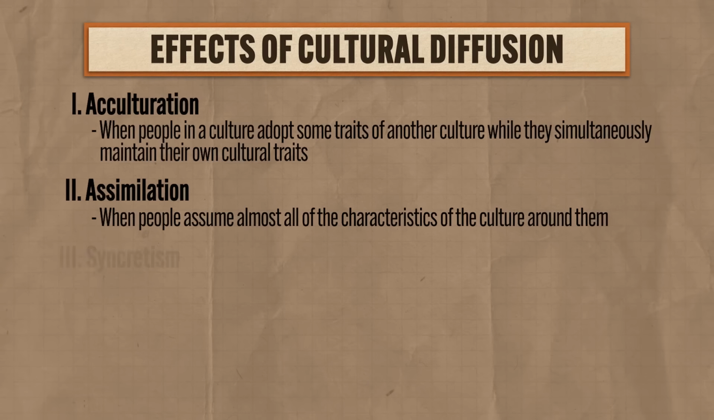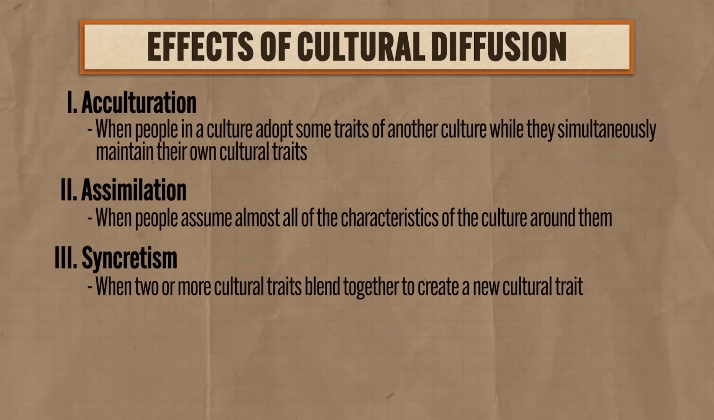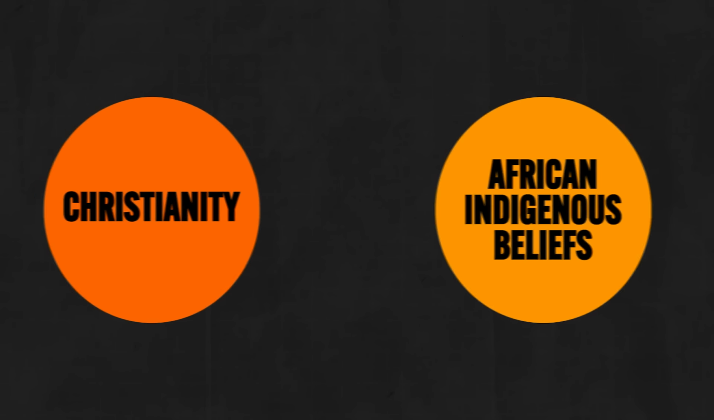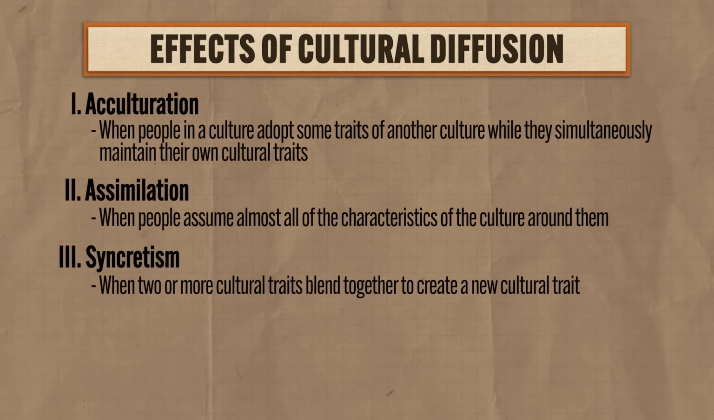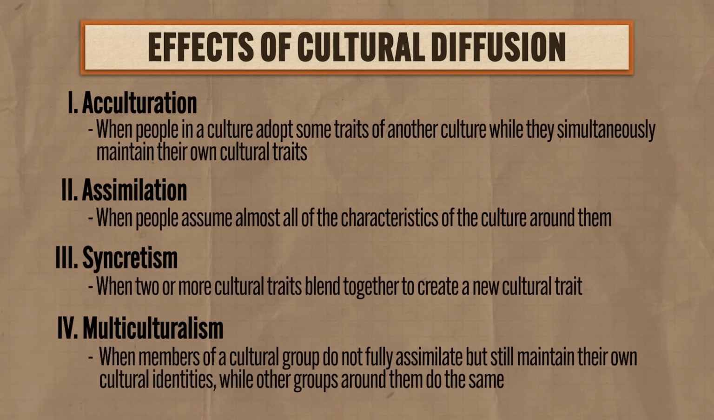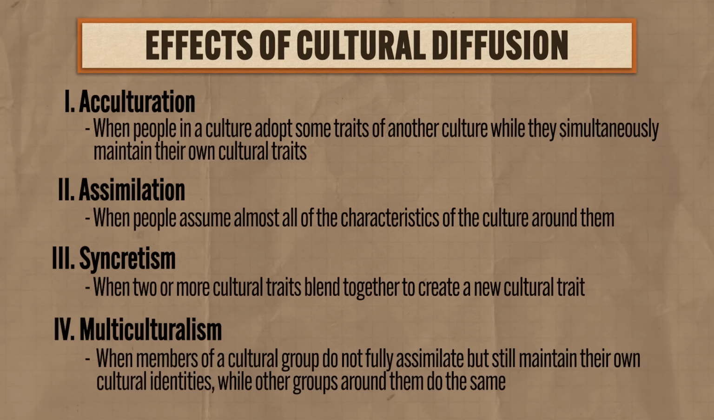Now, the third effect is called syncretism, which is when two or more cultural traits blend together to create a new cultural trait. For example, in the 16th century, Africans melded their traditional indigenous religions with the Christianity of the Europeans. And in doing so, they combined Christianity's major doctrines with beliefs about the African spirit world and the importance of dance and movement. And then finally, the fourth effect of the diffusion of culture is multiculturalism. And this is when members of a cultural group don't fully assimilate but still maintain their own cultural identities while other groups around them do the same. And this reality is especially prevalent in urban areas.